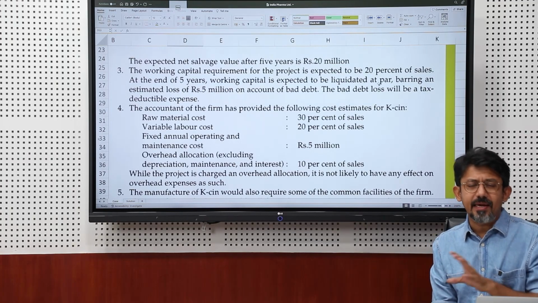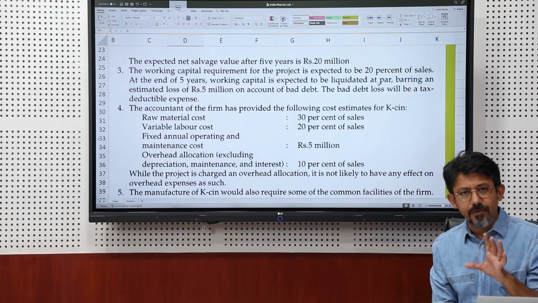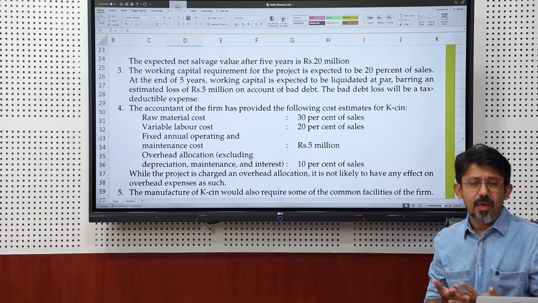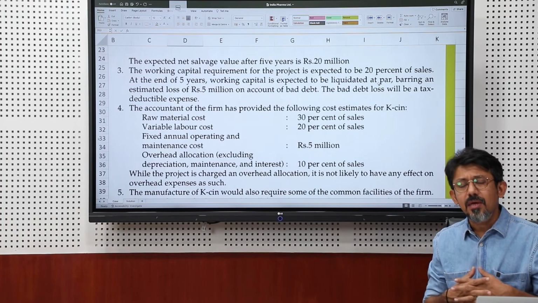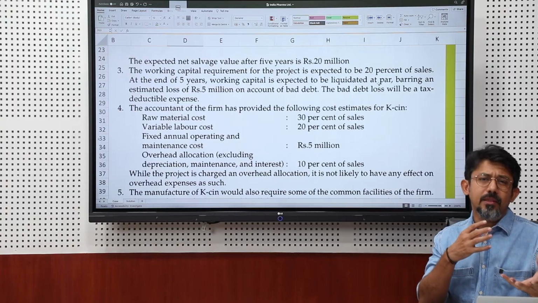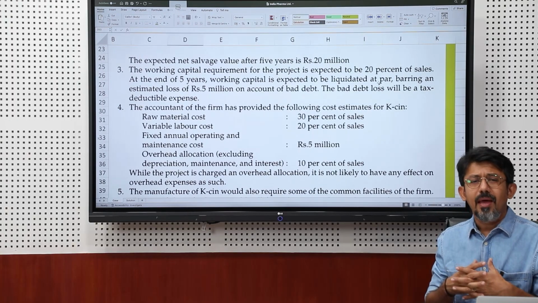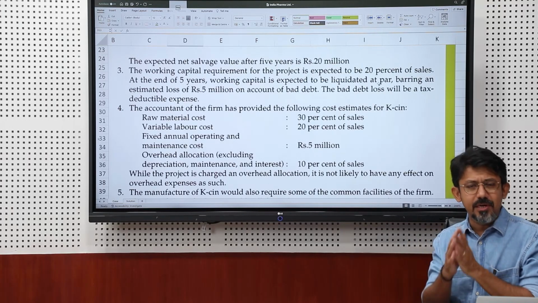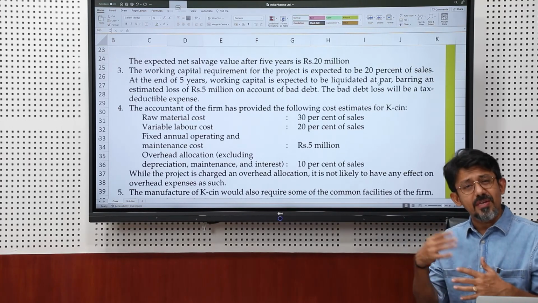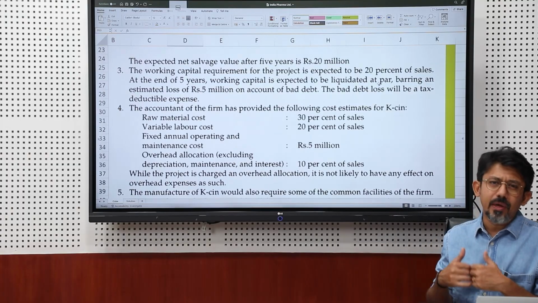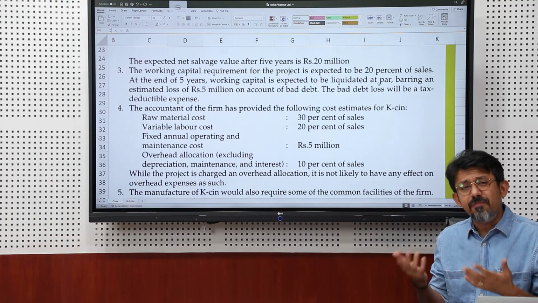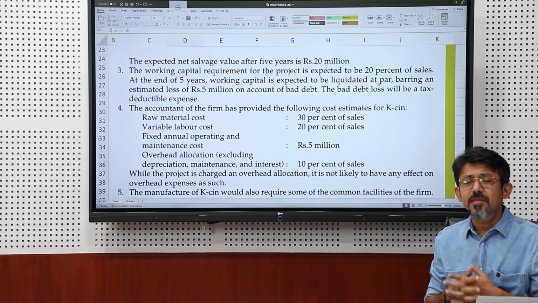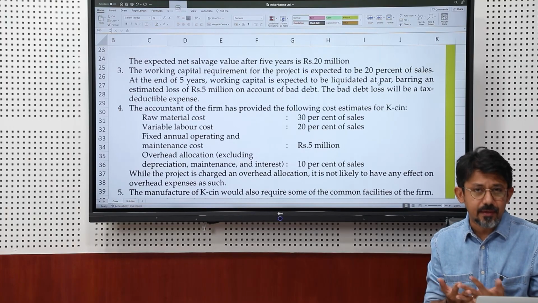We know that this project has a limited time span of 5 years, and at the end of 5 years, what will happen to your working capital? It will be released in the sense that the receivables would be received and you would be paying off your creditors, and hence your current assets minus current liabilities, the working capital amount which you are investing initially, will come back to you at the end of the project, except if, let us say, your current assets consist of inventory and this inventory has become obsolete, so you can't sell it, then it is a loss.